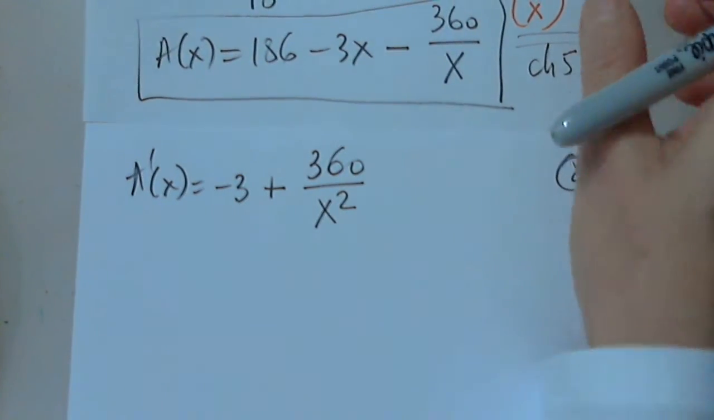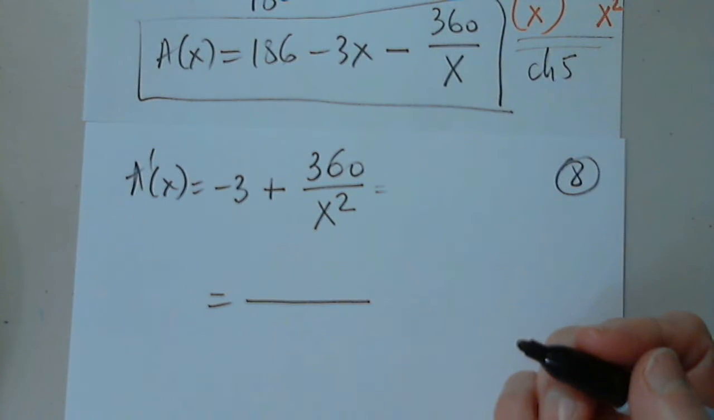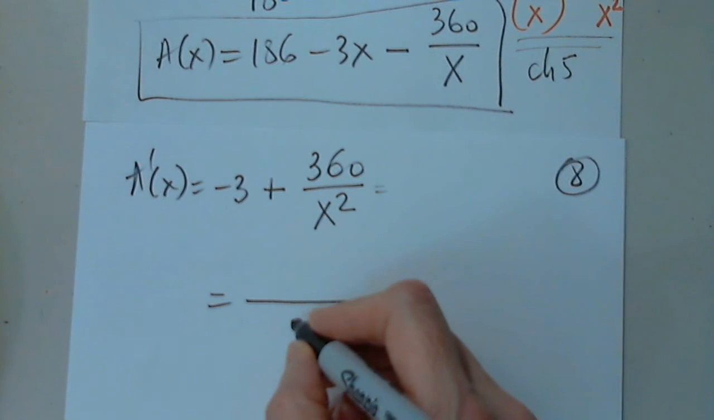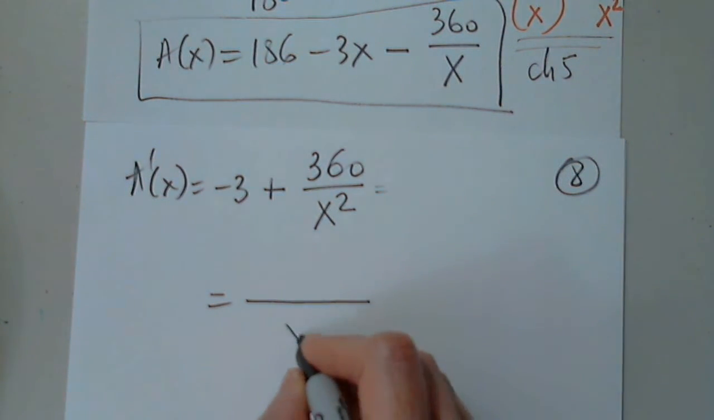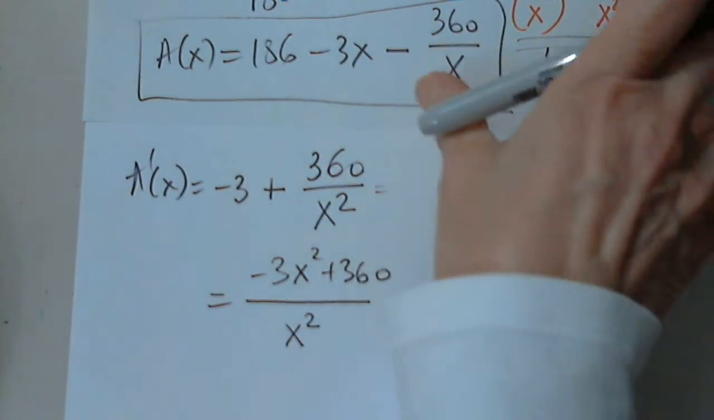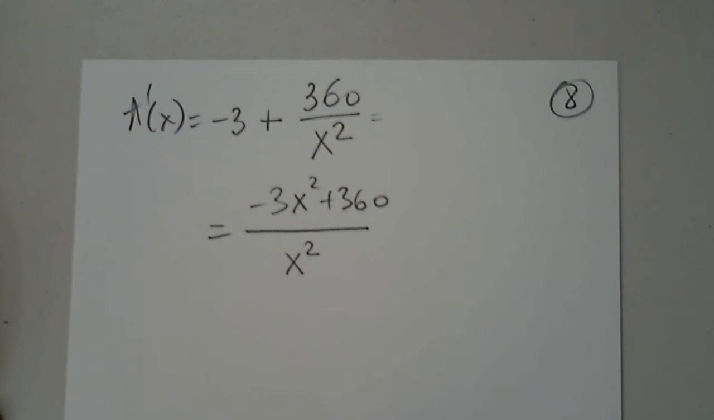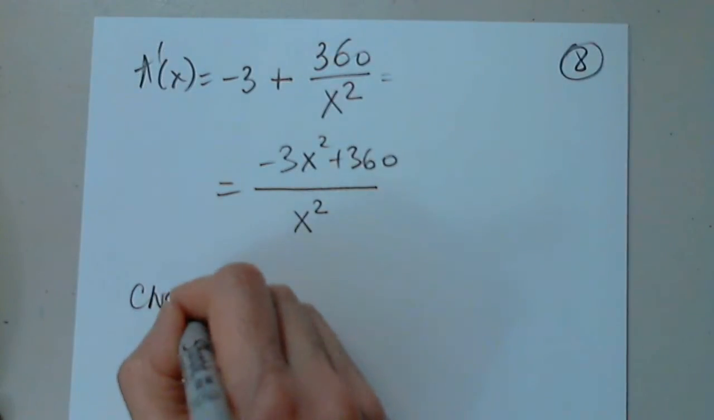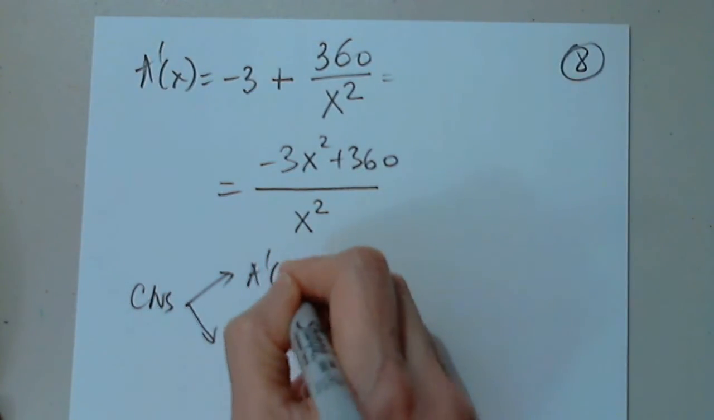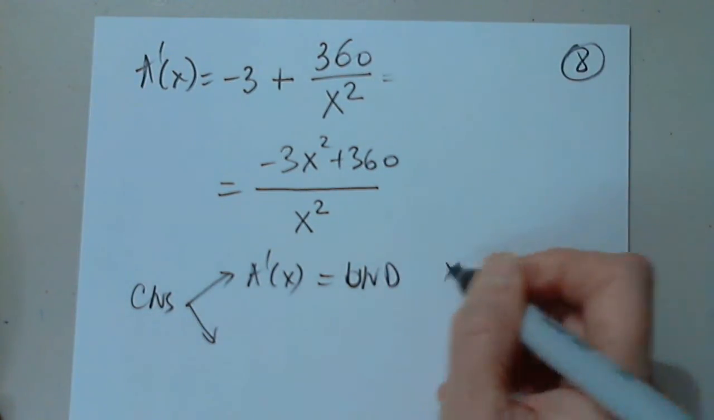So then, the least common denominator is x squared. Very good. So then I have -3x squared plus 360. Perfect. Okay, I found the derivative. Now what? What is the next step after I find the derivative? Critical numbers. Yes, so critical numbers, they could come from two sources, from f prime of x being undefined when x equals 0, but who cares?